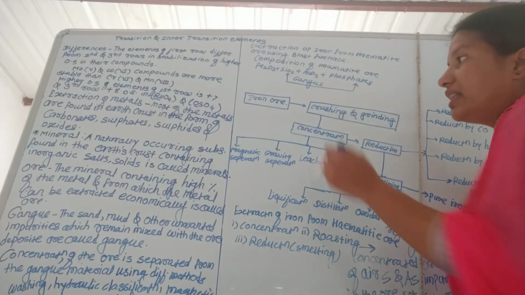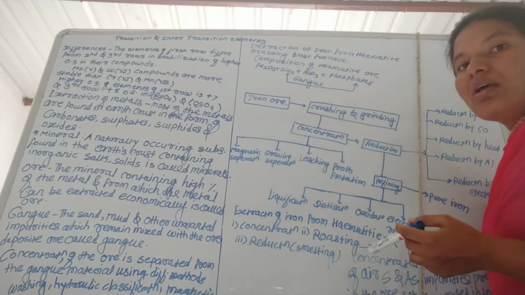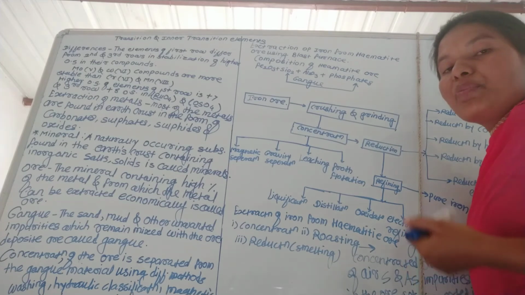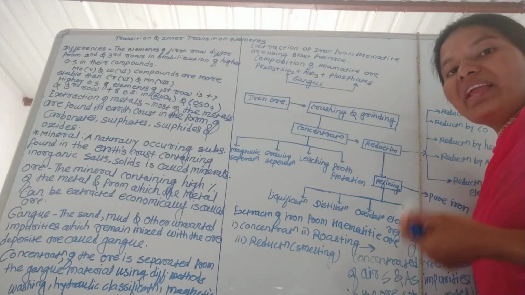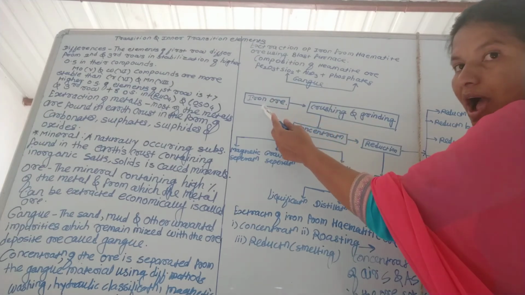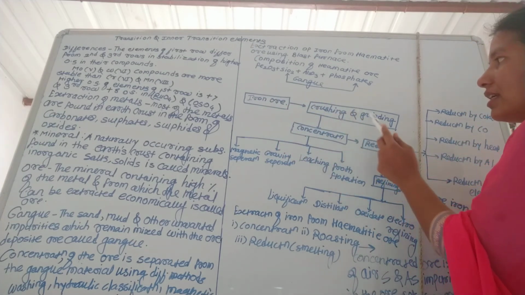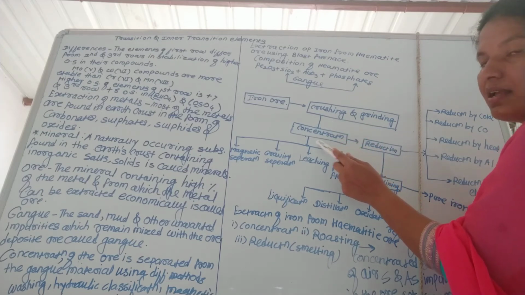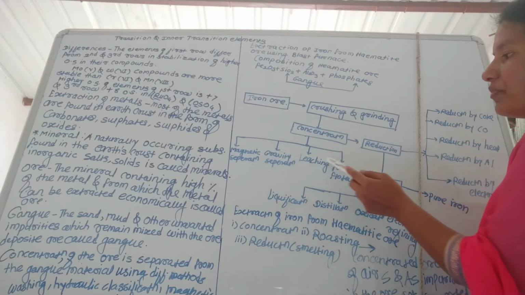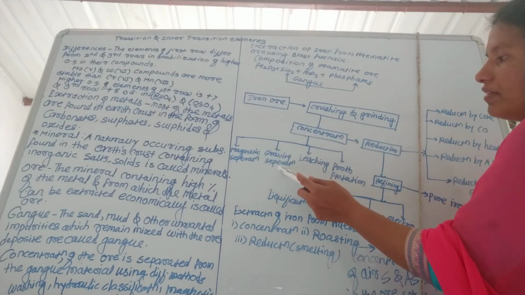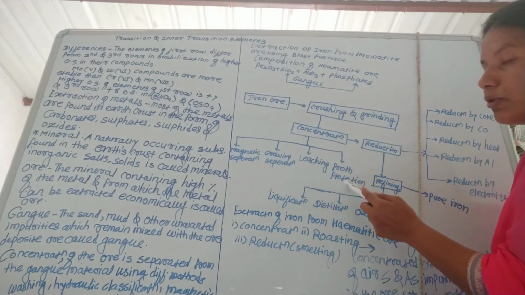There are methods or steps involved in the separation or extraction of pure iron metal from its hematite ore. Which are the steps here? This is your iron ore. You just do crushing and grinding, and then concentration takes place. There are 4 methods of concentration of the ore. First, magnetic separation, gravity separation, leaching, flotation.